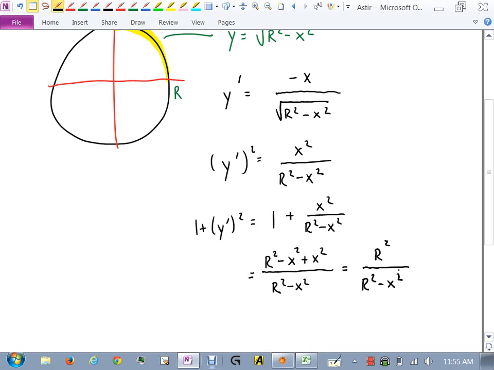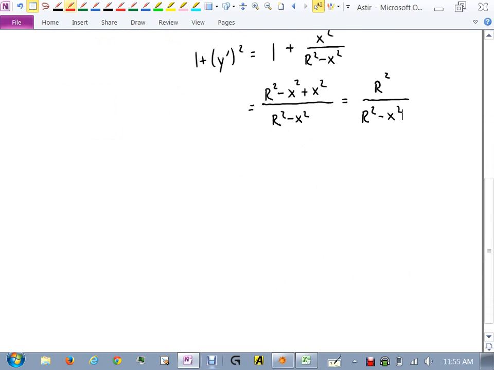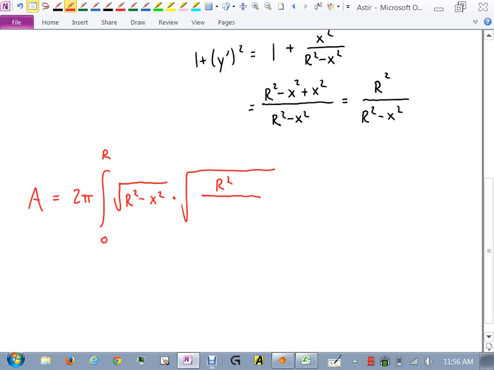So here we go. Let me try and write it all out. The area should be equal to 2 pi integral from 0 to capital R of y, which is the square root of r squared minus x squared, times the square root of r squared over r squared minus x squared dx. That all right? And that may look like a disaster, but it's going to be great. Y'all see what happens?